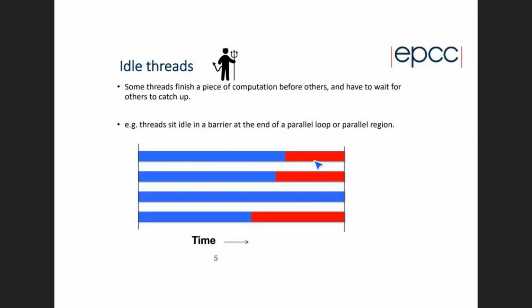And so what happens is that there's an implicit barrier at the end of the parallel loop or the end of the parallel region. So the other threads finish their work early, and the red bit is the time that they spend sitting idle, waiting in the barrier for the 3rd thread to arrive.